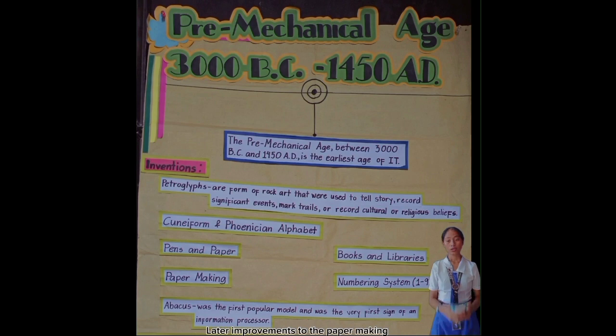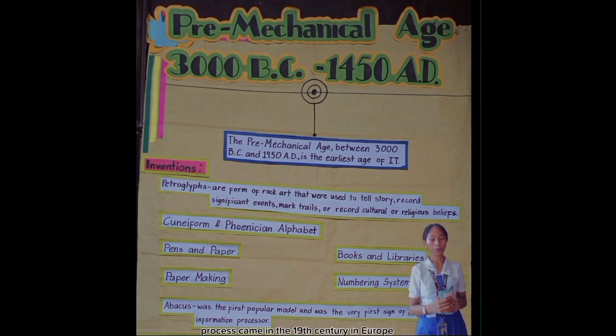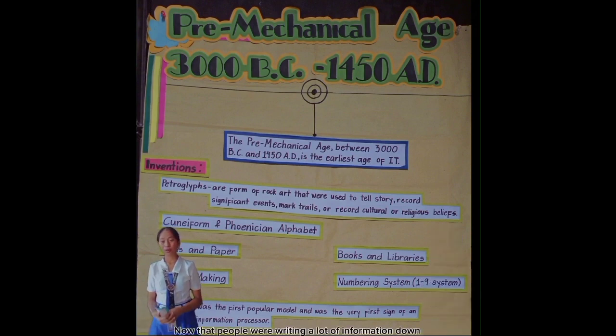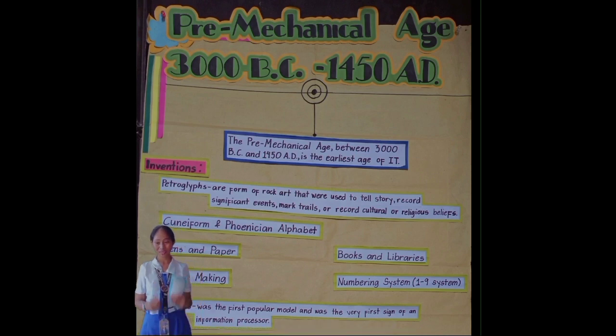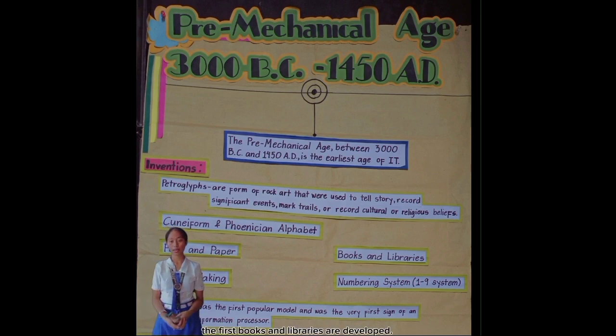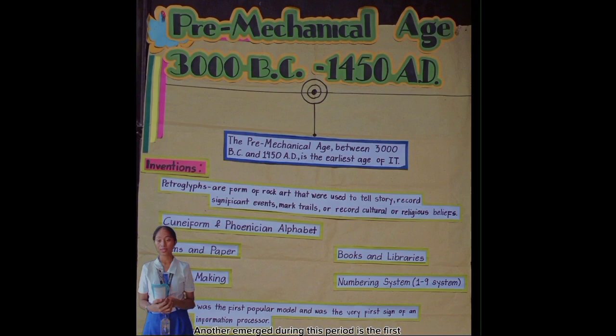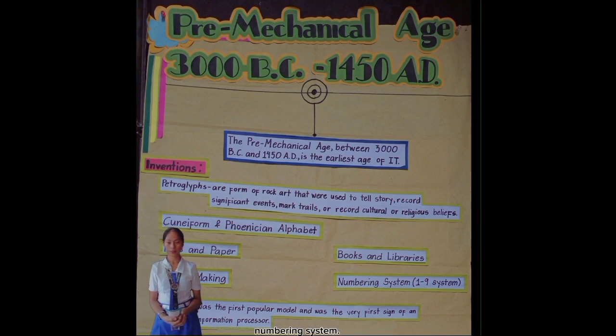Later improvements to the paper making process came in the 19th century in Europe with the invention of wood-based paper. Now that people were writing a lot of information down, they needed ways to keep it all in permanent storage. This is where the first books and libraries were developed. Another thing that emerged during this period is the first numbering system.